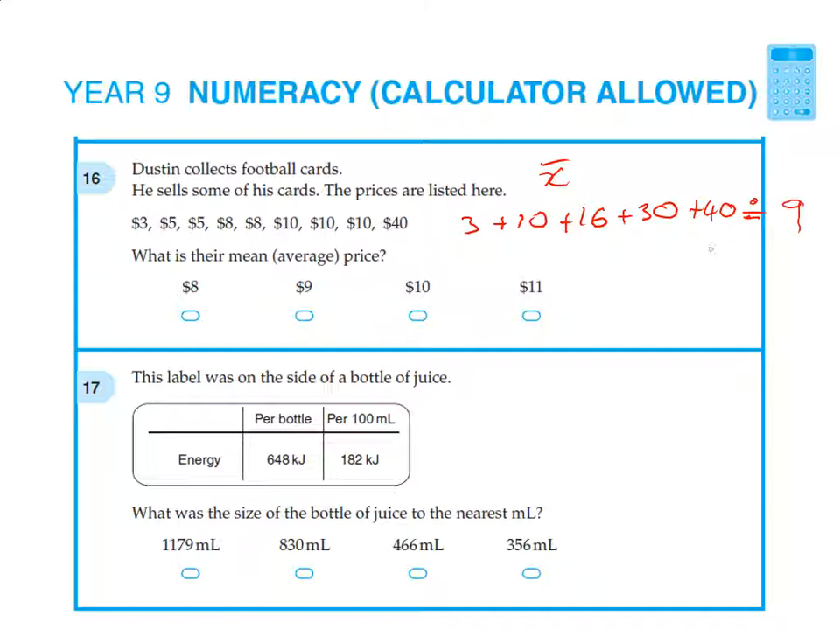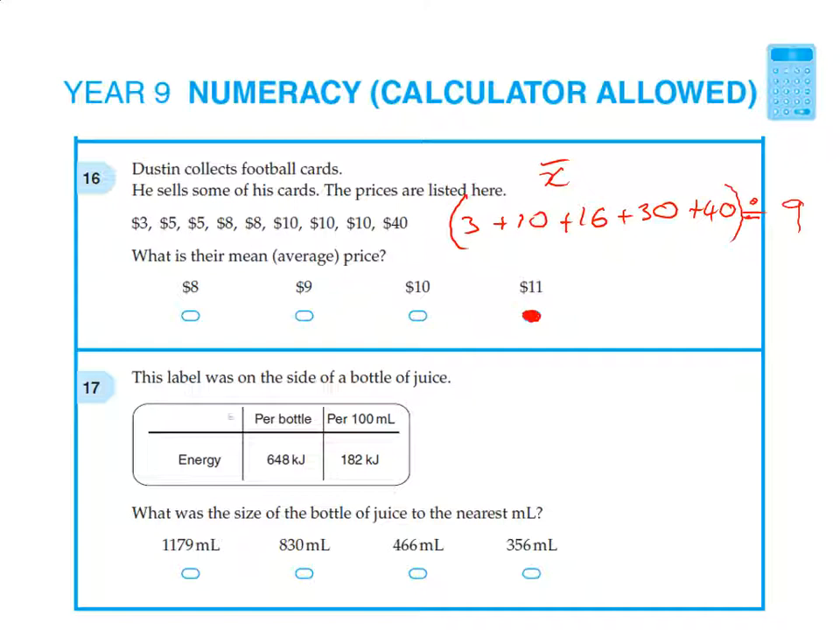Now, if you do that, you're wrong, because you would add 3, 10, 16, 30, and then add 40 divided by 9. So your answer would be wrong, okay? So you have to use an open bracket and close bracket. That means the whole lot divided by 9. Or just use your calculator. So if you do this, okay, your answer should be 11. All right?